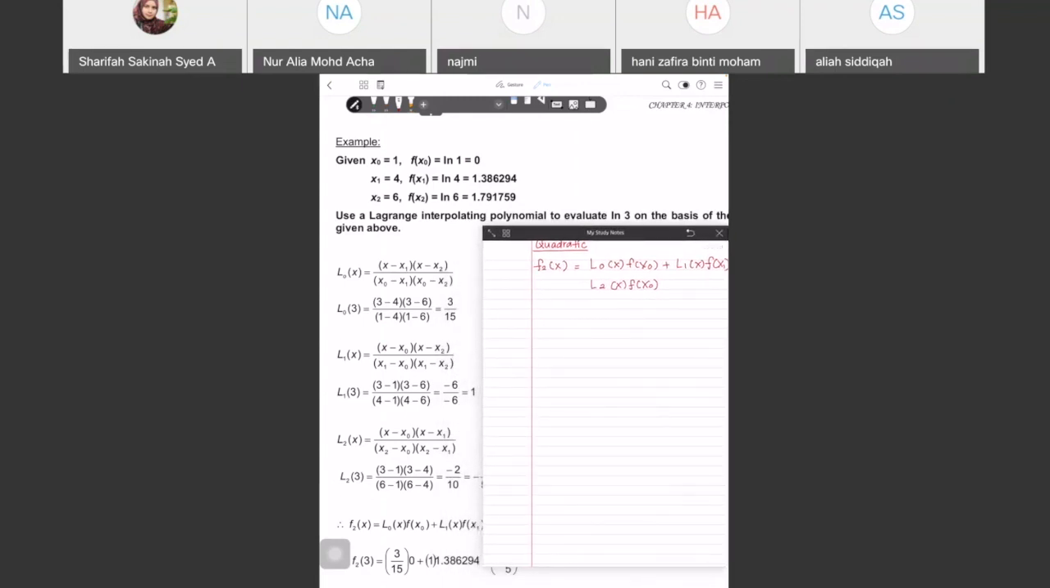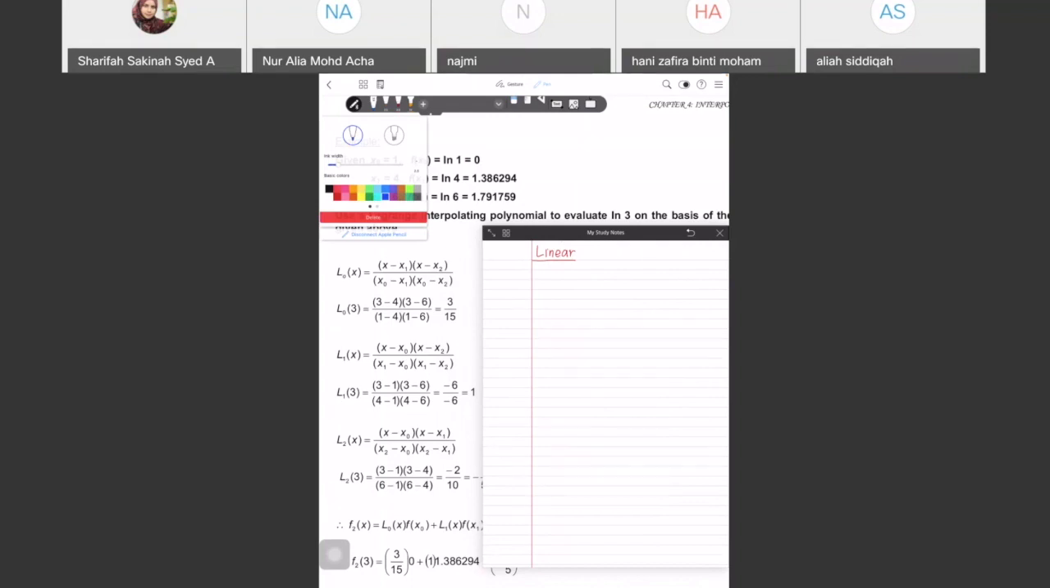Okay. Or maybe I just show you linear first. Okay. Linear Lagrange polynomial. If you have any question, just let me know. Just stop me. Okay, for linear, in this case we have to find x equal to 3. Right? Remember, ln 3, x equal to 3. What is the value of f3? You need to find f3.